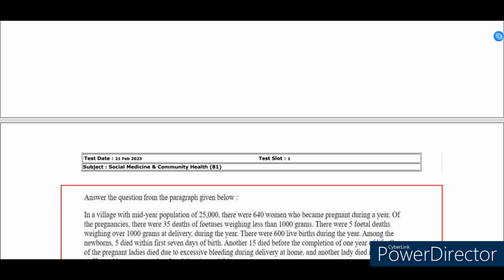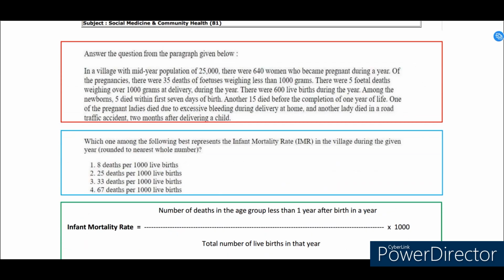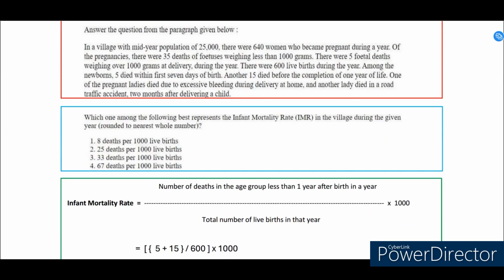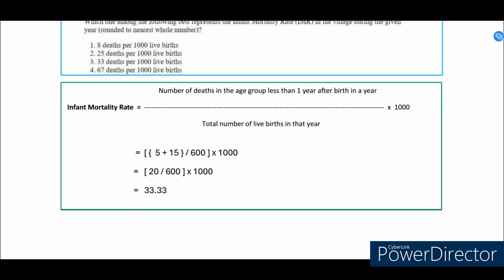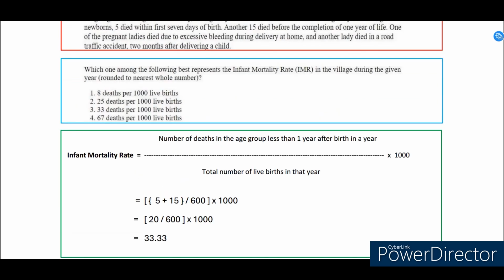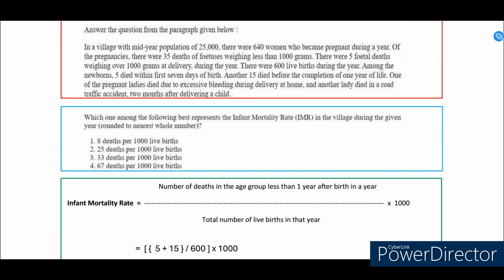Now coming to the last question, they are asking you to calculate the infant mortality rate, that is IMR. As I already said, for IMR and MMR, the denominator should be total number of live births. So the formula is number of deaths in the age group less than 1 year divided by total number of live births multiplied by 1000. So what are the total number of deaths within 1 year? So it was given in two parts.